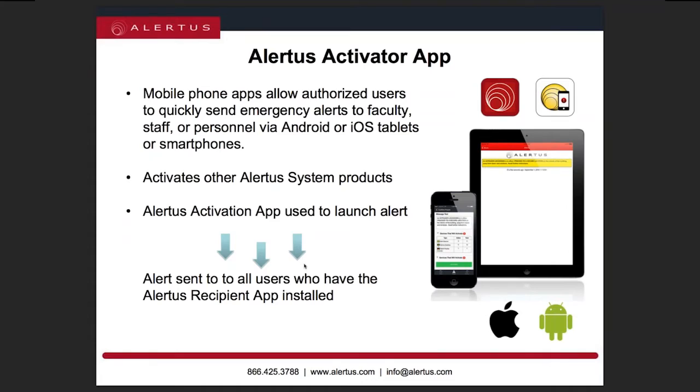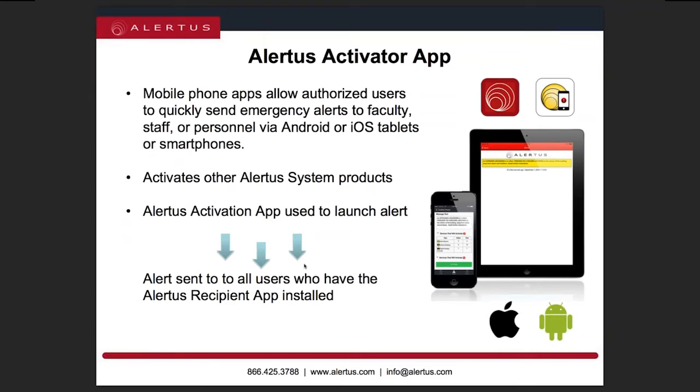So first we'll talk about the Alertus Activator app. This is the mobile app that allows you to send any preset alert that's already predefined on your system. Essentially, it's like having your Alertus server on the go. You just simply log in using your credentials and then select your preset alert and then launch that preset alert.